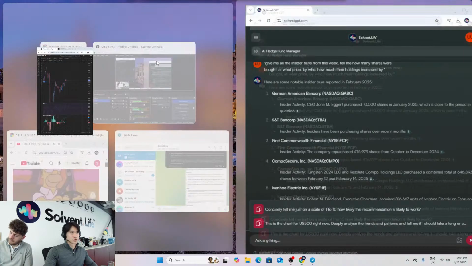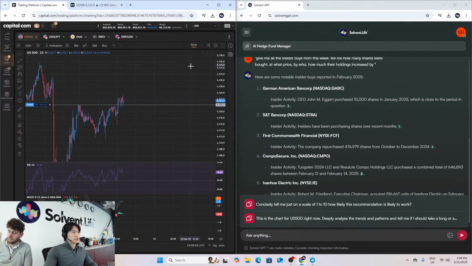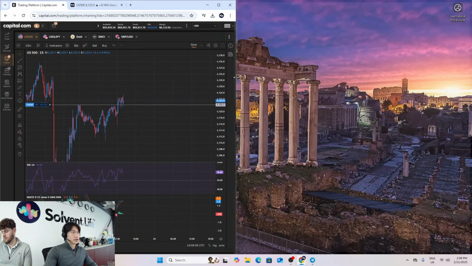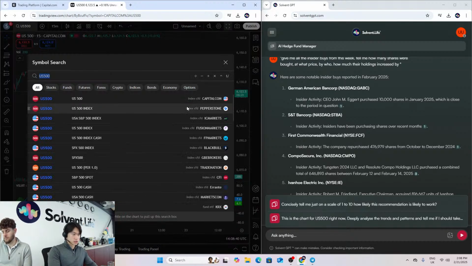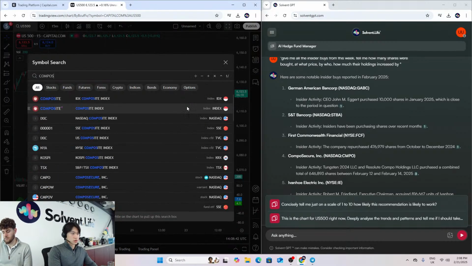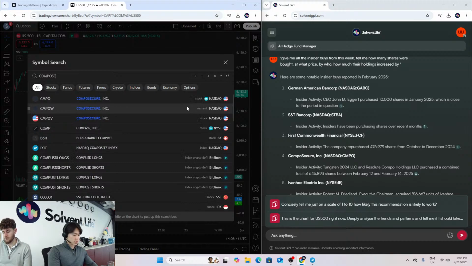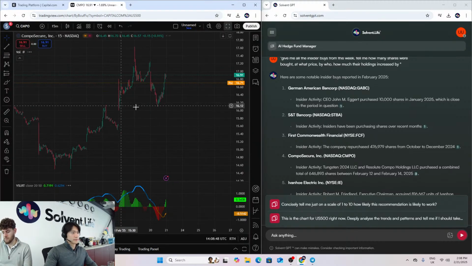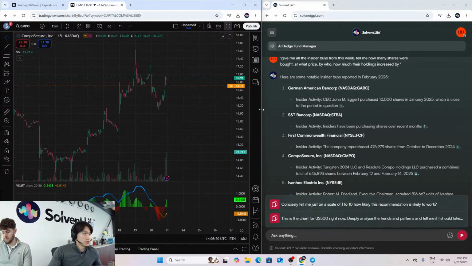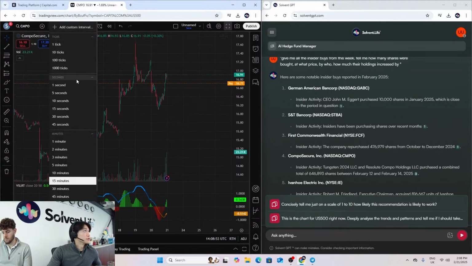Okay, this is really frustrating here. Let's, yeah, there we go. They'll move in tandem now. But let's see. Compo Secure, should be that one, yeah. CMPO. Okay, let's zoom out a little bit.